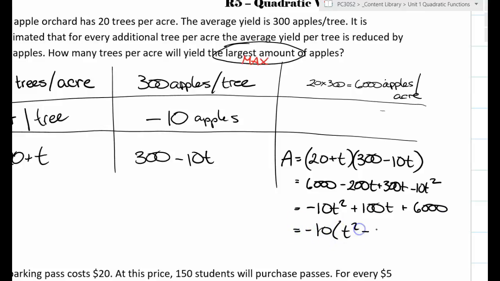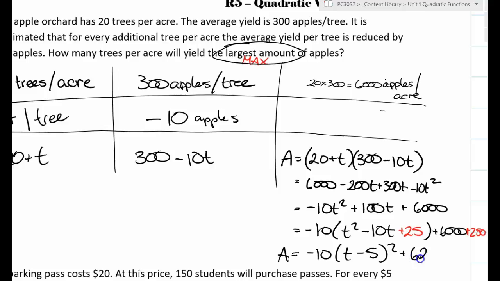So t squared minus 10t plus 6,000. Half of 10 is 5, squared is 25. So really I've subtracted 250, so I'm going to add 250 over here. So my final equation is going to look like this, in vertex form: negative 10 times t minus 5 squared plus 6,250.